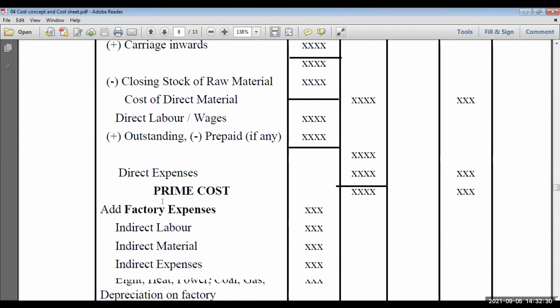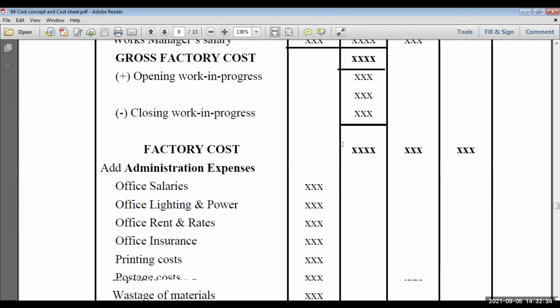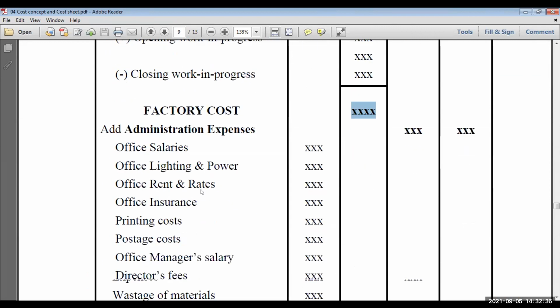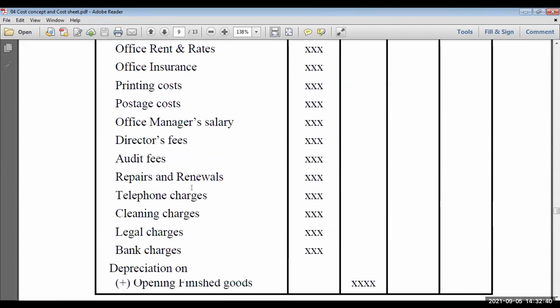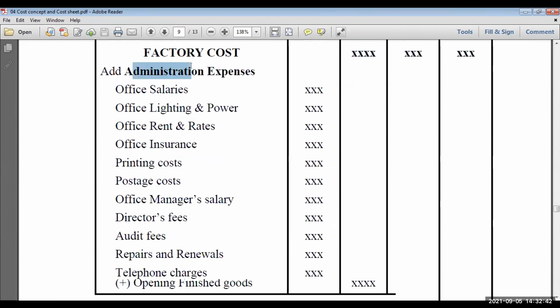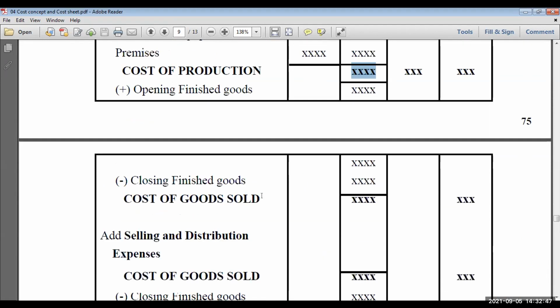After finding out prime cost, you have to add the factory overheads. You will get the factory cost. After finding out the factory cost, we will add all the expenses of indirect nature happening in office and admin. Then we'll get cost of production. With cost of production, we have to adjust for last year's opening stock of finished goods and the current year's closing stock of finished goods. The result is cost of goods sold.